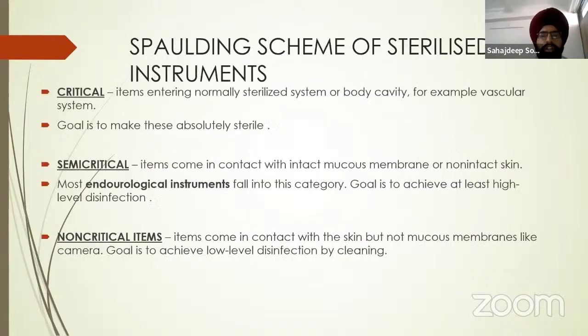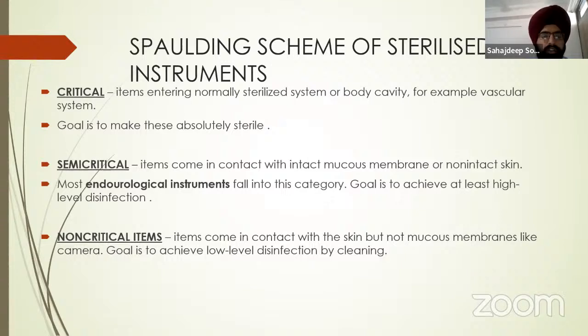Then there is the Spalding scheme of sterilizing instruments. According to the use of the instruments in the body, they are classified as critical, semi-critical, and non-critical. Critical items are those which are normally used in a sterile system or body cavity, such as the vascular system. Here the goal is absolute sterility.